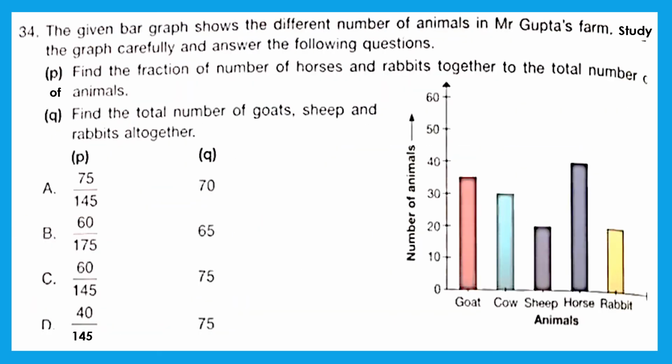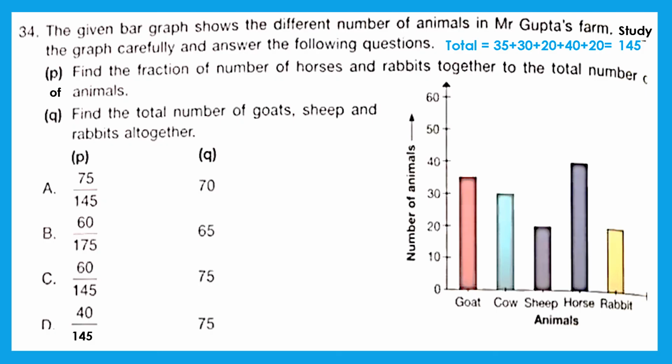Question 34. The given bar graph shows the different numbers of animals in Mr. Gupta's farm. Study the graph carefully and answer the following questions. Find the fraction of numbers of horses and rabbits together to the total number of animals. First, let's find the total number of animals. Okay, let's see. Goat, they are 35. Then cow, 30. Then sheep, 20. Horse, 40. And rabbit, 20. So in total, 145 animals were there.